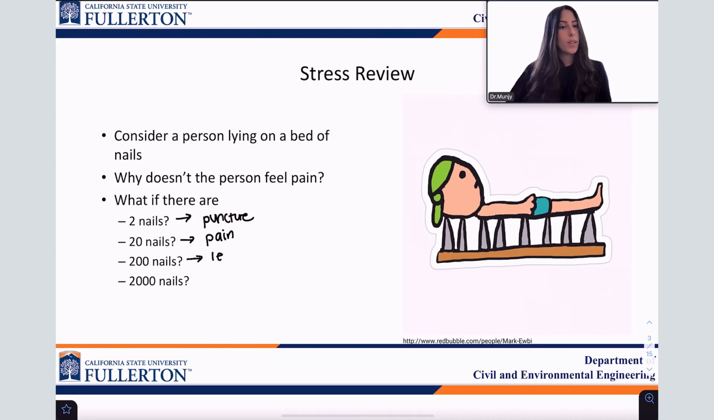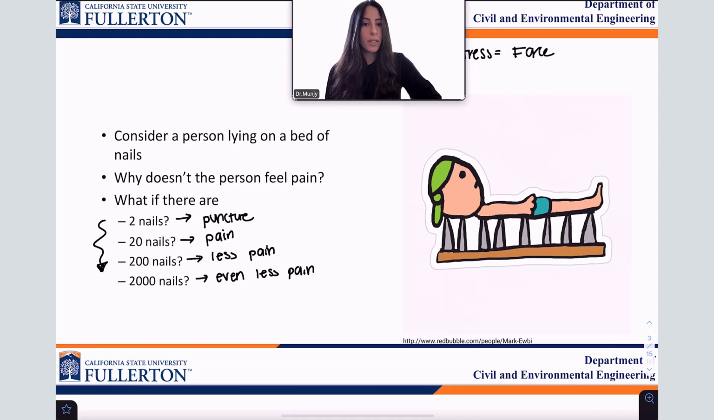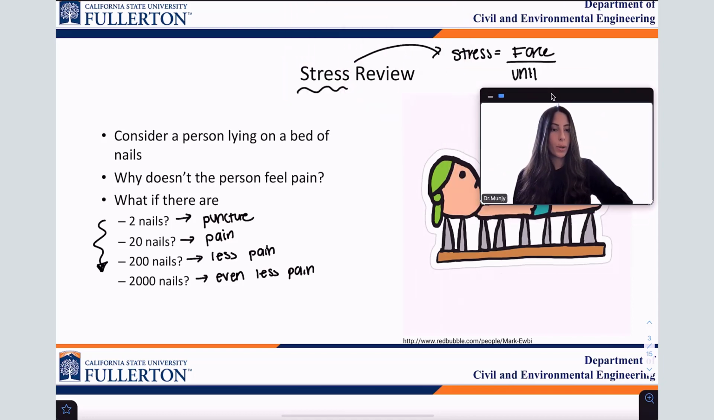Let's increase the number of nails from 2 nails to 20 nails. You'd feel less pain, or some pain, but less than if there were 2. If we go to 200 and then 2,000, we'd be experiencing significantly less and less pain as you increase the number of nails. So what is this relationship between the number of nails and the level of pain that we experience? And that can be defined by understanding stress. So stress can be defined as the force per unit area.